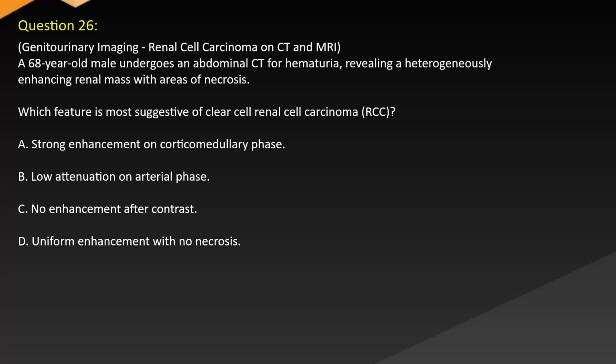A 68-year-old male undergoes an abdominal CT for hematuria, revealing a heterogeneously enhancing renal mass with areas of necrosis. Which feature is most suggestive of clear cell renal cell carcinoma, RCC? A. Strong enhancement on corticomedullary phase. B. Low attenuation on arterial phase. C. No enhancement after contrast. D. Uniform enhancement with no necrosis.